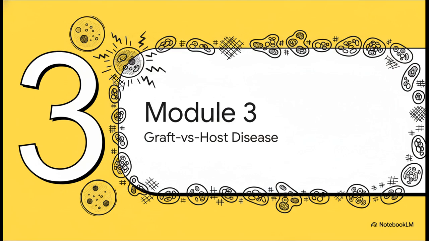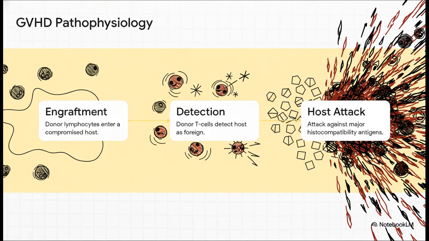All right, Module 3, Graft versus host disease, or GVHD. We're shifting gears now to a unique complication that is specific to allogeneic hematopoietic cell and bone marrow transplantation. Dissecting the pathophysiology here, we're actually seeing the exact inverse of a typical solid organ rejection.